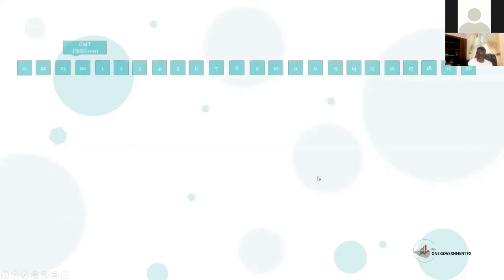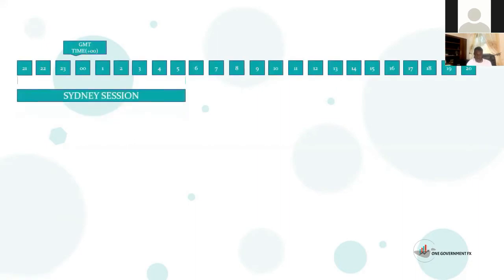Okay, so moving on. The market is open 24 hours a day. So this is the Sydney session. Sydney session is between 9 p.m. and 5 a.m. in the morning. That's GMT plus one. So each of these times, you have to convert to your local time to know when exactly these sessions are open. So the Sydney session is open between 9 p.m. and 5 a.m. every day.